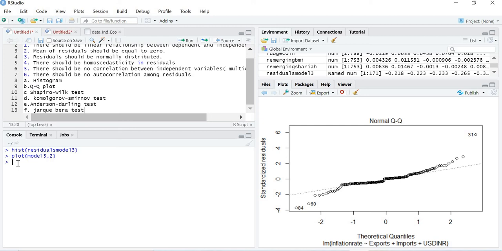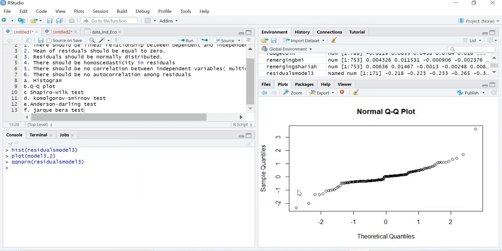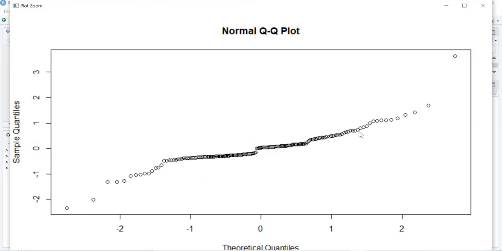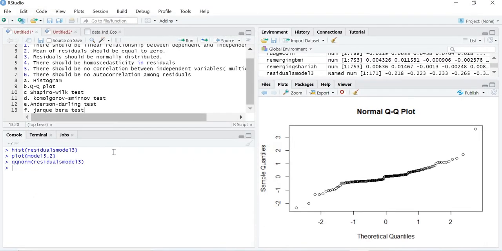I can also plot this QQ plot with another command, that is qqnorm, and in brackets I can write residuals(model 3). Now you will get the same plot, and your regression line will be a straight line from this -2. If you plot this line from this -2, you can see that all the residuals are not lying on the straight line. So the QQ plot also shows me that the residuals are not normally distributed.